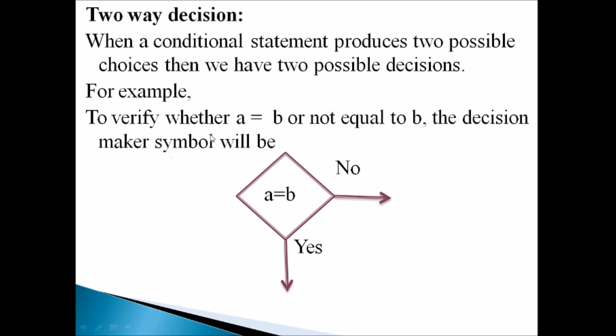Okay, for example, if we take A equal to B, we can say either A equal to B or not equal to B. There are two choices to decide based on the condition that can be given here like this. Within a diamond symbol there is a condition A equal to B. Okay, in case A is equal to B, then it is called yes. Okay, then we can proceed with the next statement. If it is not equal to B, then we should move on, no choice. Okay, so there are only two possibilities that can be derived based on this condition, that is called two-way decision.